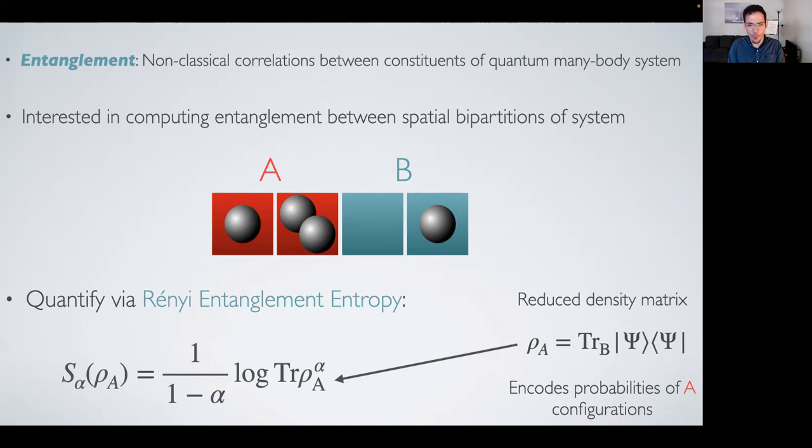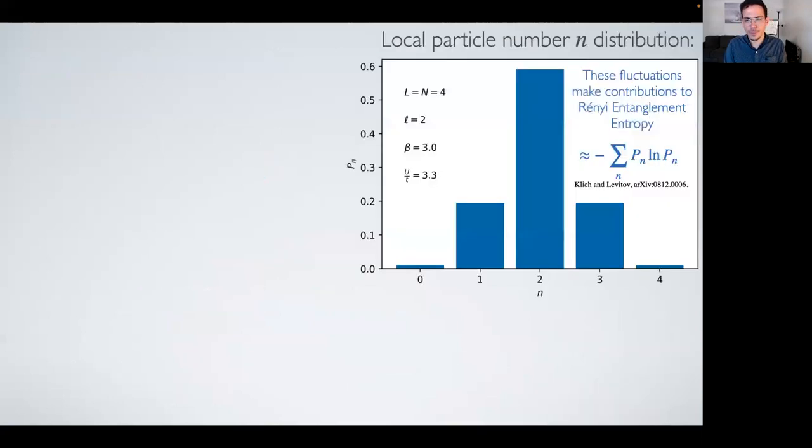is a number and rho A is the reduced density matrix of subregion A, which has been obtained by building the full density matrix of the system, which is this outer product, and then taking the partial trace with respect to the other subregion, which in this case is B. Rho A will contain the probabilities of obtaining the different configurations in A.